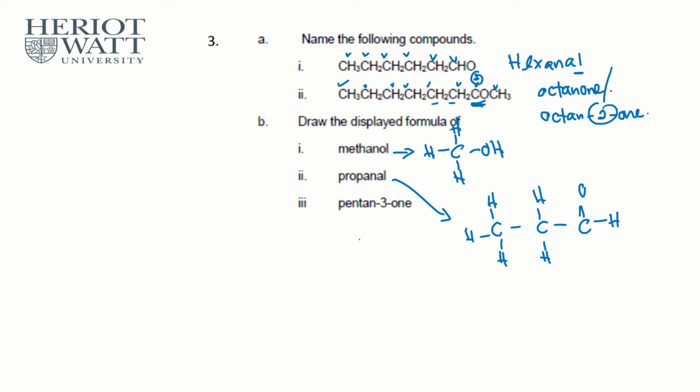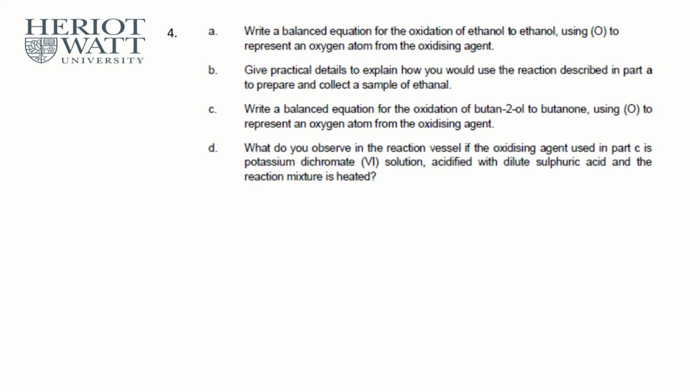And the last one will be pentan-3-one. So it's a pentanone, 5 carbons, and the C double bond O is at position number 3. Same thing, I've drawn 5 carbons. You may do it this way. And then the third carbon has the double bond O, and the rest you just put in hydrogen. Make sure each carbon is forming 4 bonds. That will do. So that's how it looks.